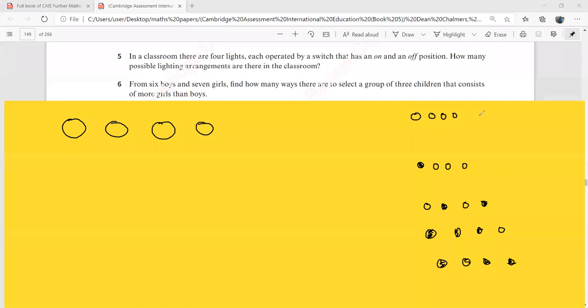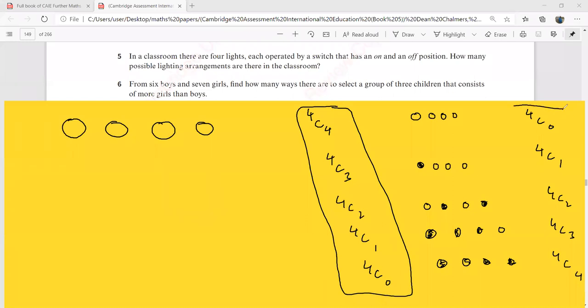Okay, so if all are off, can I say this is 4C4? Or you can also say that 4C0, that is the same. Remember, 4C4 is same as 4C0. 3 are off, 4C3, or you can say 1 is on, if you keep on in your mind. This is going to be 4C2, this is 4C2, this one is 4C1, this one is 4C3, this one is 4C0, this one is 4C4. So either you add all of these, or you add all of these, you should have the right answer. Please do that and tell me if your answer is matching with the correct answer.